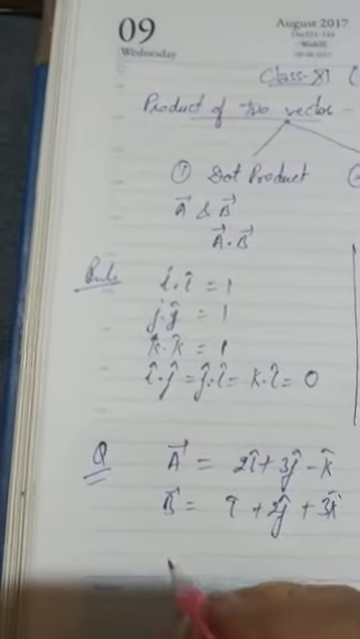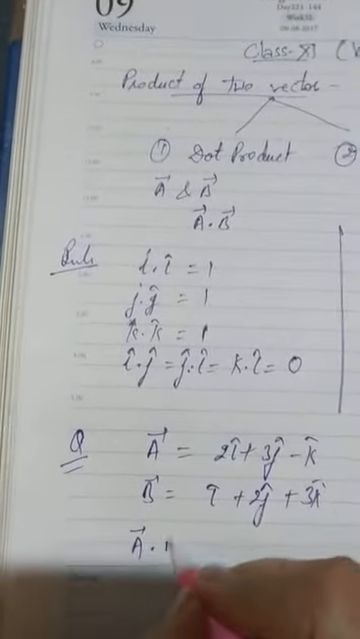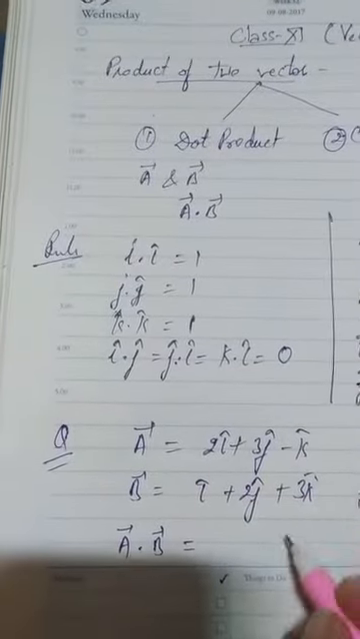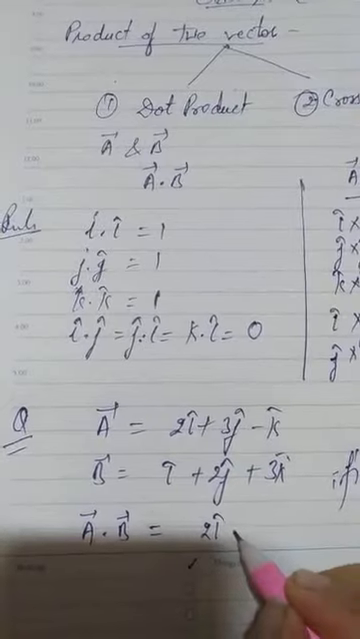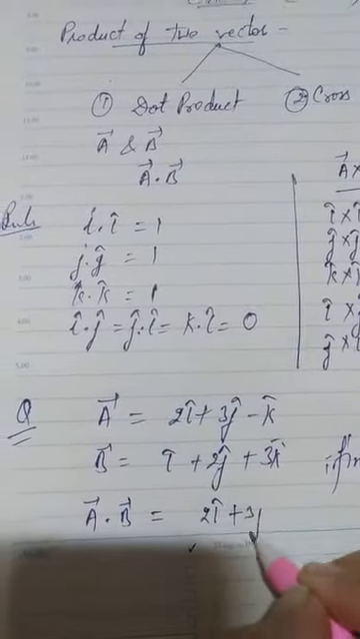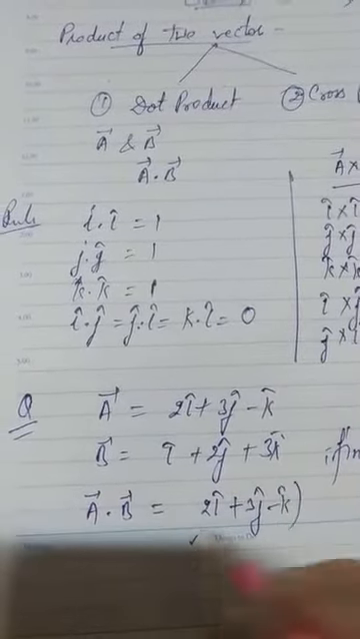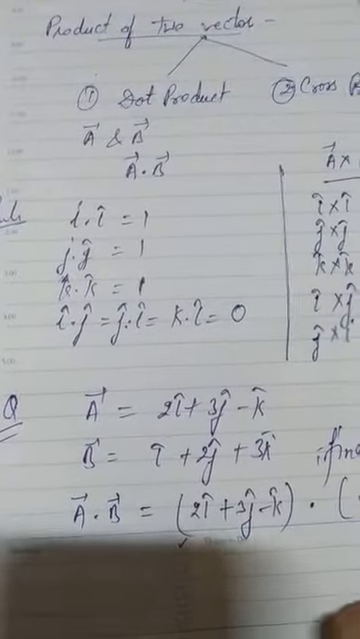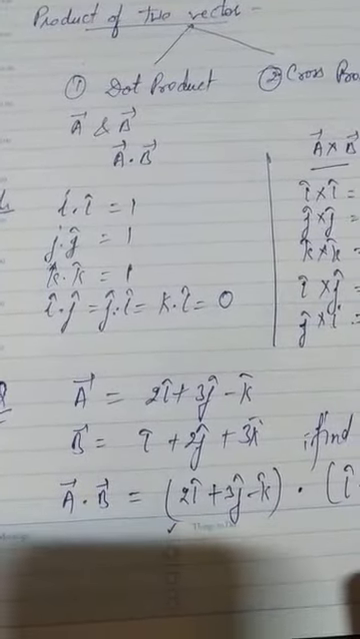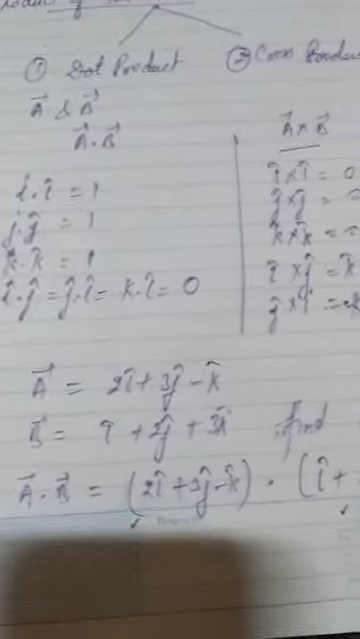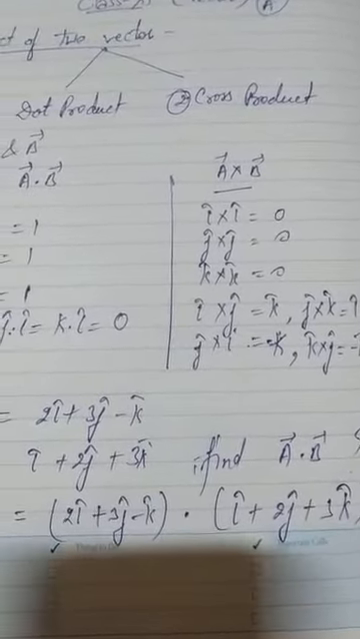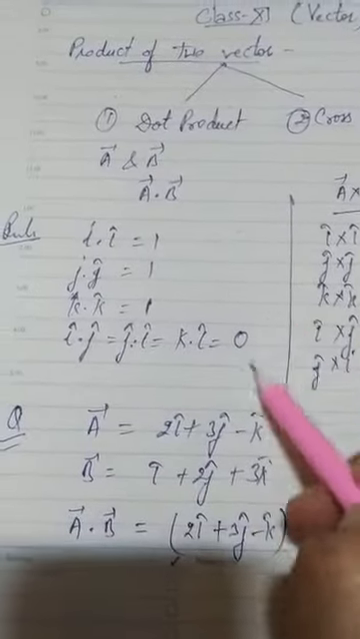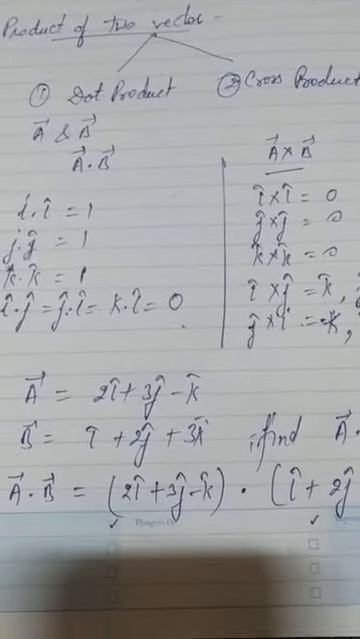Now you will see here A dot B. First we will write vector A with its value, 2i cap plus 3j cap minus k cap, then dot, then i cap plus 2j cap plus 3k cap. Like this we will write. Then we will see the dot product. How can we get it? We will follow this table and solve it using the table.